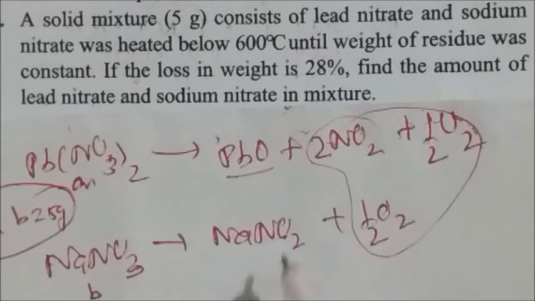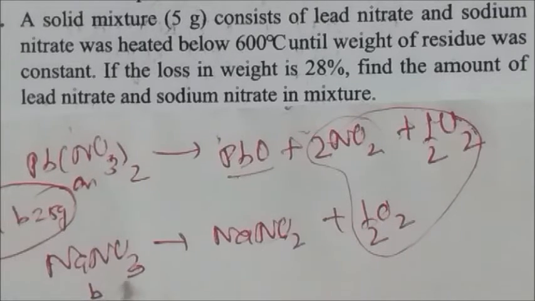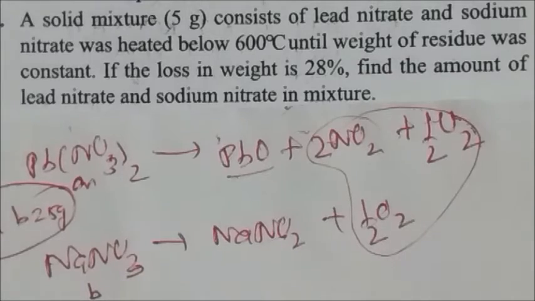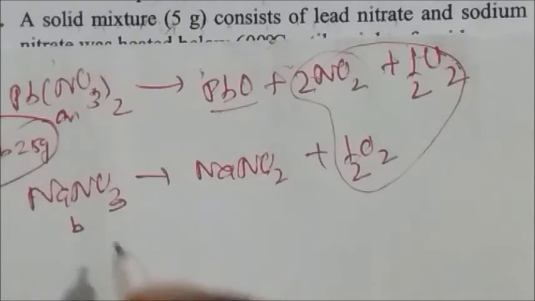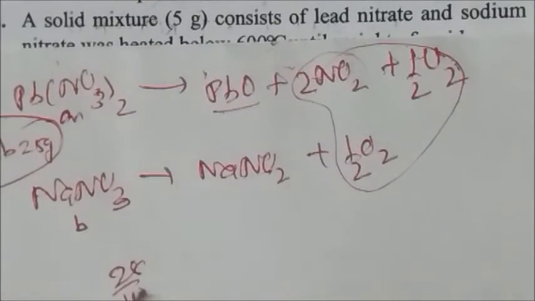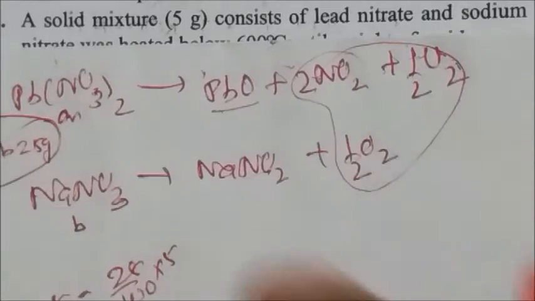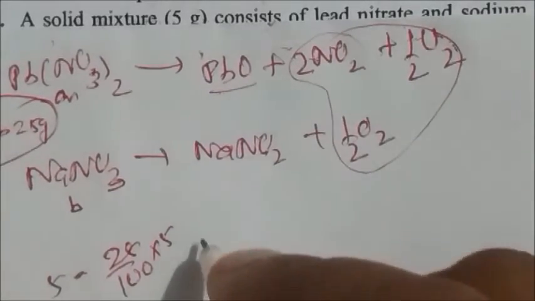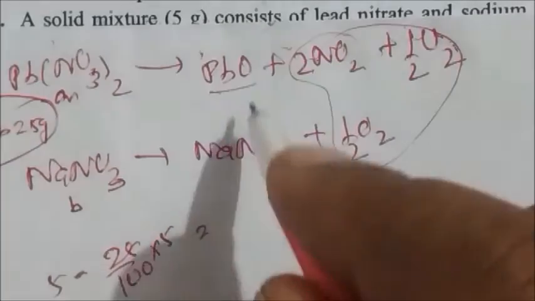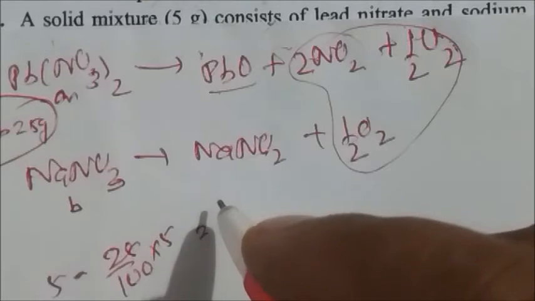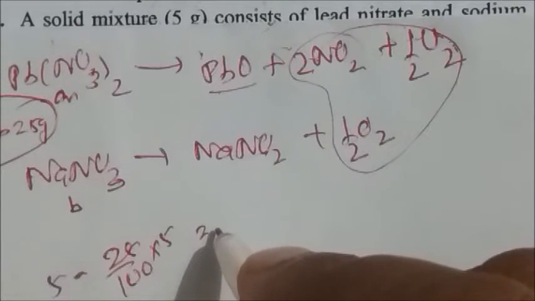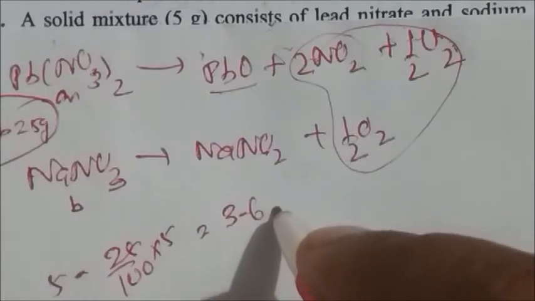So we can find out. So 28% is lost from the 5 gram. So we can write like this one: 28% into 5. Okay, and 5 minus 28% of 5. So you will get the total weight of lead oxide and sodium nitrate will be, on solving, 3.6 gram.